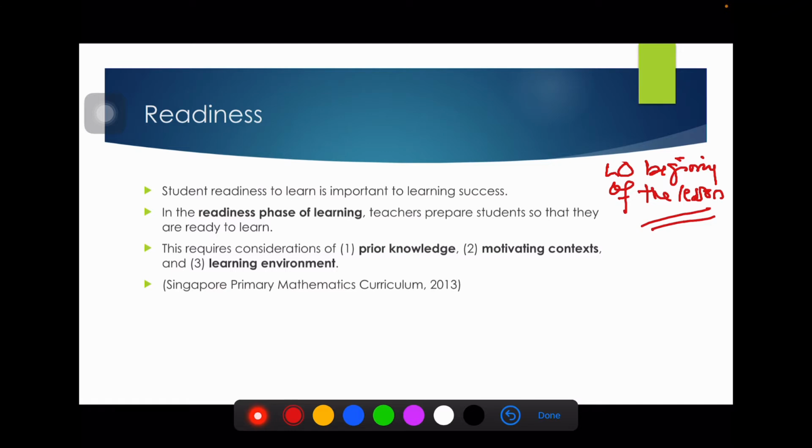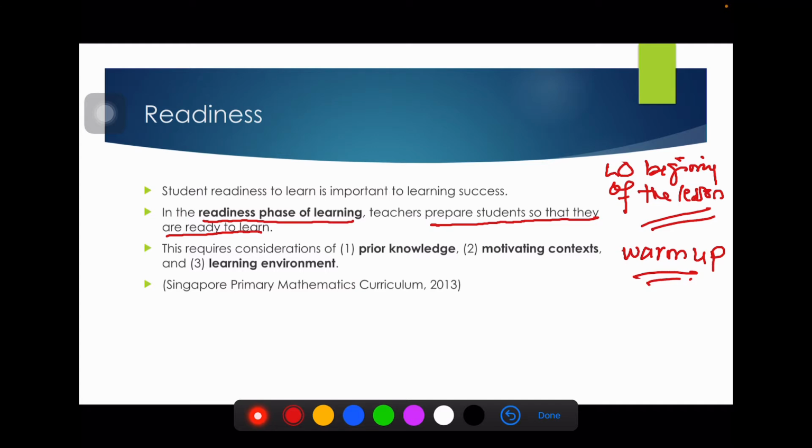Okay, so in the readiness phase of learning, teachers will prepare students so that they are ready to learn. In your presentation during the tutorial, one of the groups actually mentioned warm up. Okay, I like this term because yes, it's a warm up session, okay, before the lesson. So your students are ready mentally to receive whatever new stuff that they need to learn.